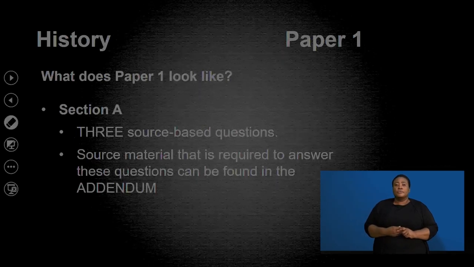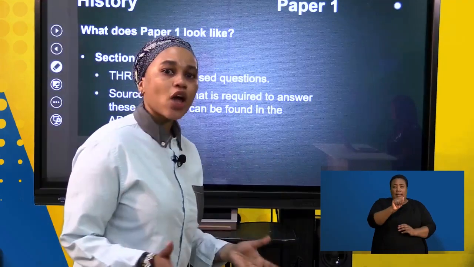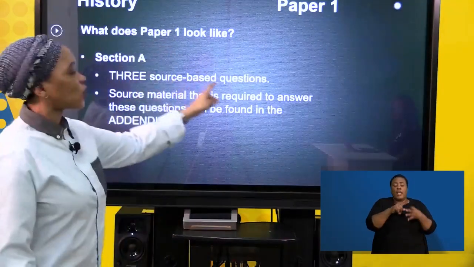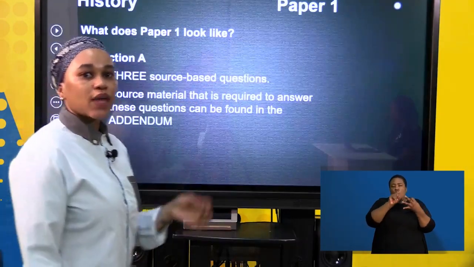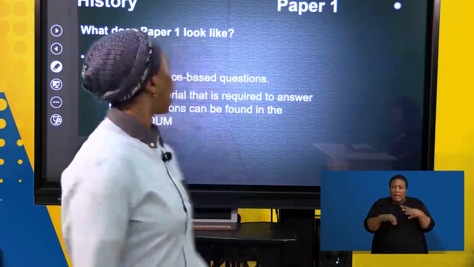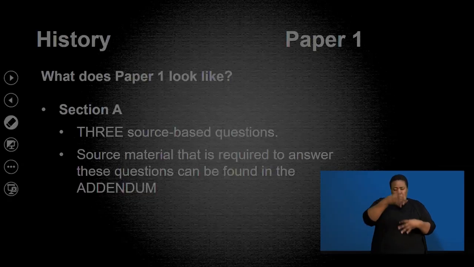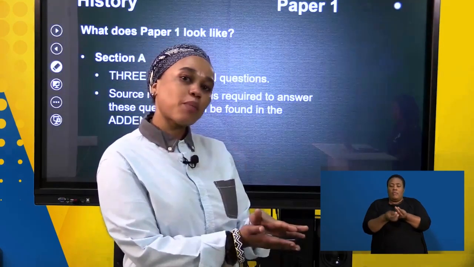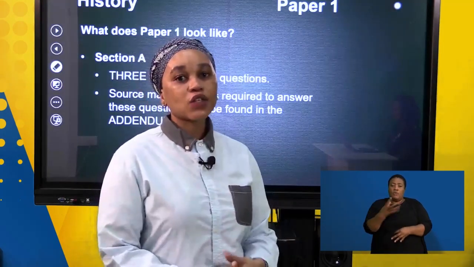Now let's move on to Section A. Section A of your history paper consists of 3 source-based questions. That means it's source analysis questions. So there will be source material that is required to answer these questions that can be found in the addendum. That is the source booklet that will come with the question paper. So you will have a question paper and then you will have the source booklet.